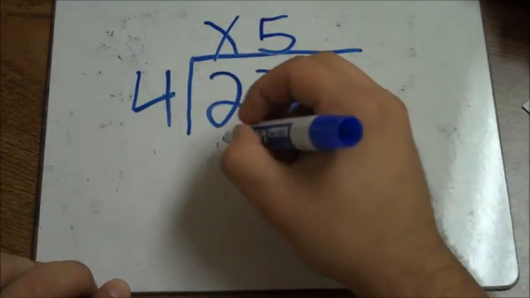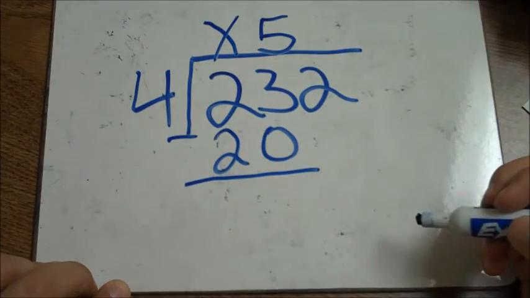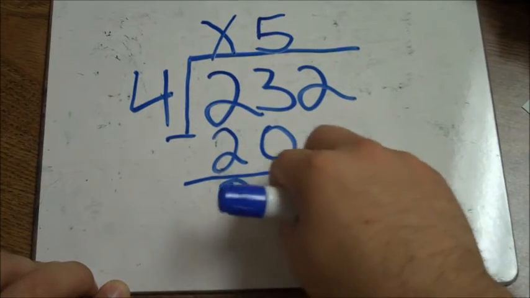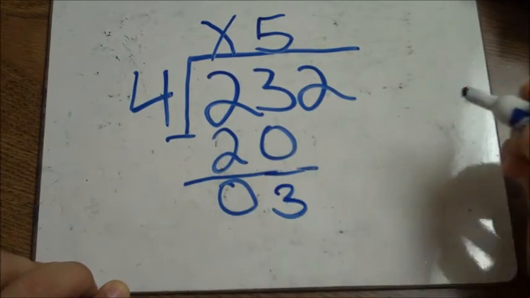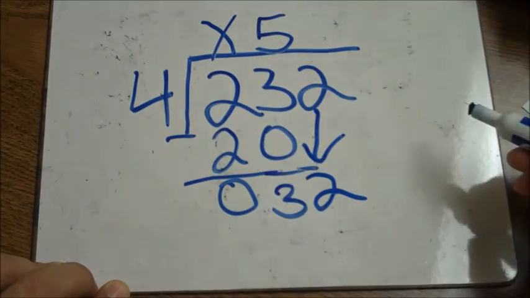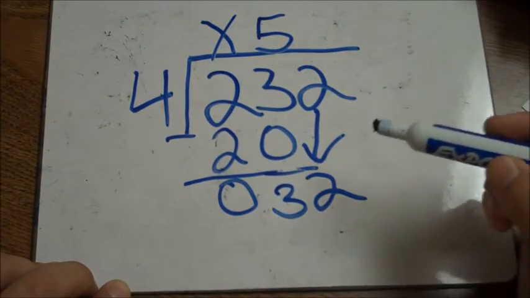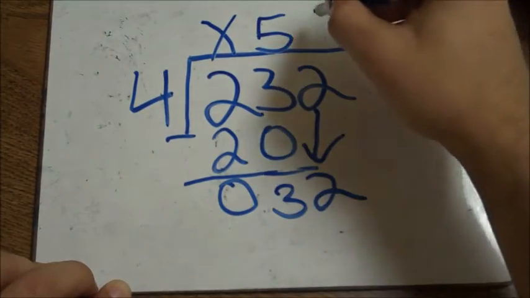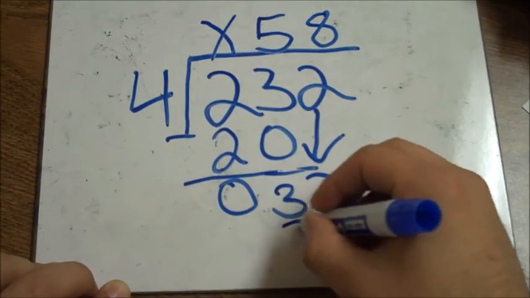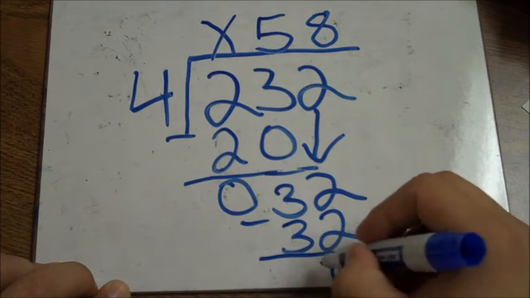So we just said that 5 times 4 was 20, so we're going to write that below 23. And now I'm going to subtract this 20 from 23. 3 minus 0 is 3, and 2 minus 2 is 0. I should have written a 3. Now my next step is to bring down this 2. Now I'm asking, how many times will 4 go into 32? Well, we got lucky because 32 is evenly divisible by 4 to give us 8. What is 8 times 4? We just said it's 32. So 32 minus 32 is going to give us 0.